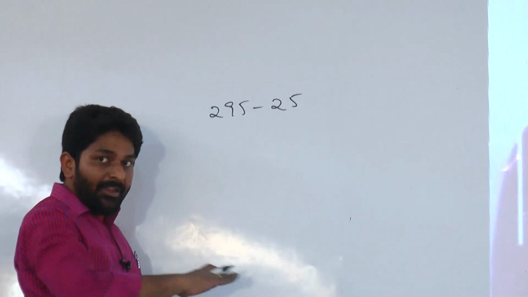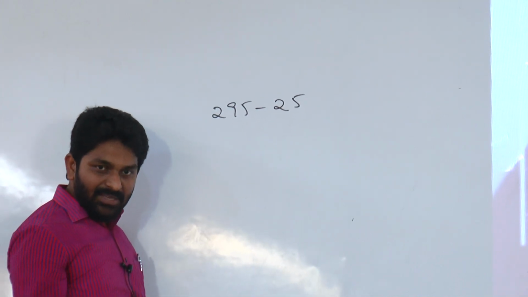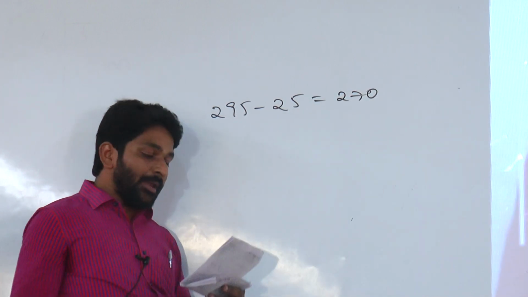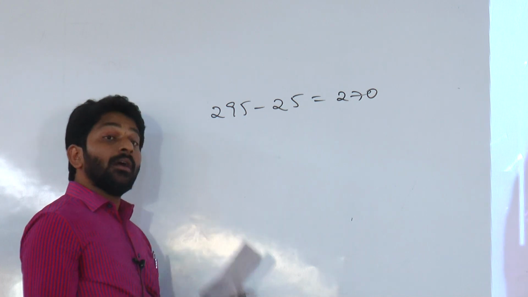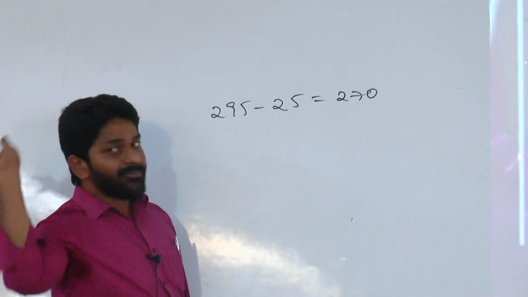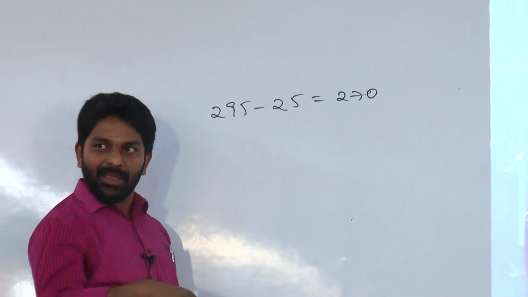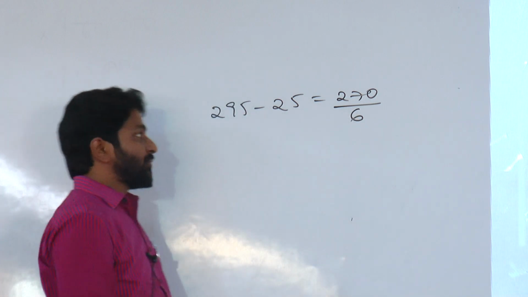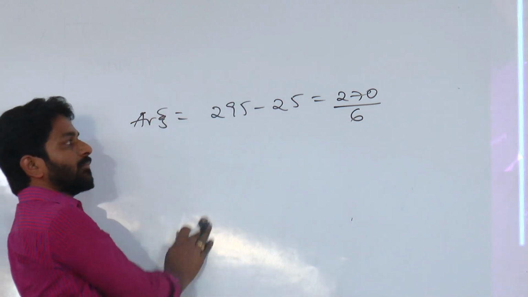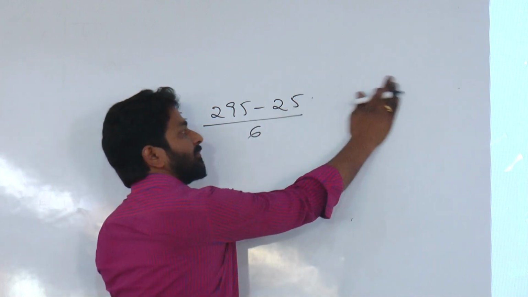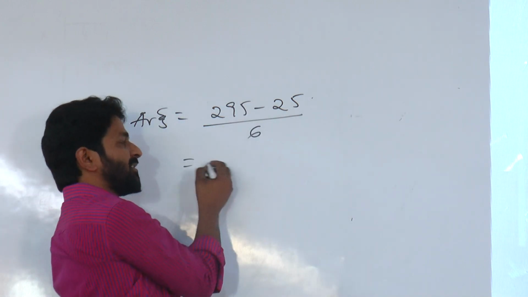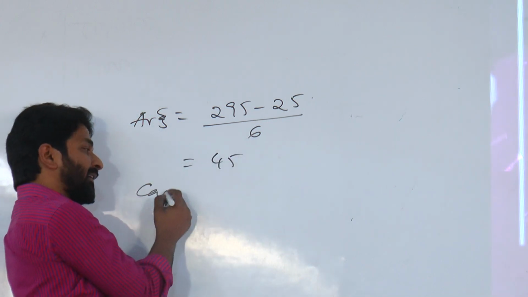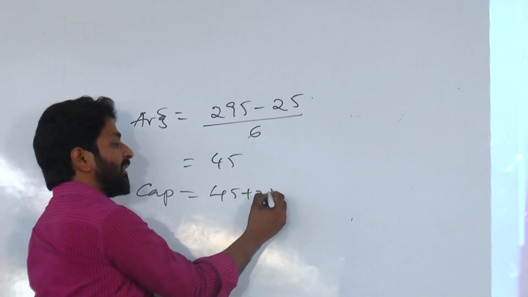Now everybody scored an equal number of runs, right? So how much is this? 270. How many people are there? Remaining 5 people are there, but the captain is also there. Total 6 people. Let me calculate the average here. 270 by 6. How much is that? 45. So if the average is 45, runs scored by the captain is 25 more than this number, answer 70.